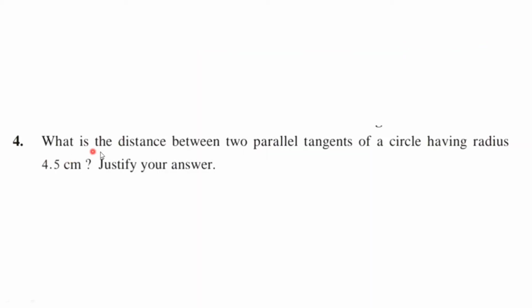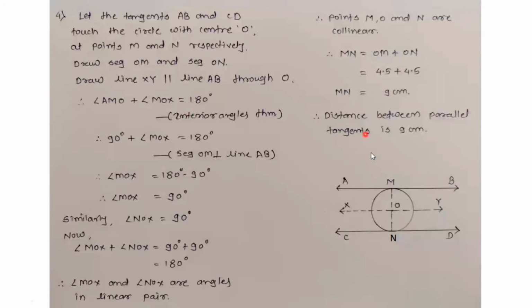The next question is, what is the distance between two parallel tangents of a circle having radius 4.5 centimeter? So there is one circle given with radius 4.5 centimeter, and we have to find the distance between two parallel tangents. So for this we have to draw a diagram.